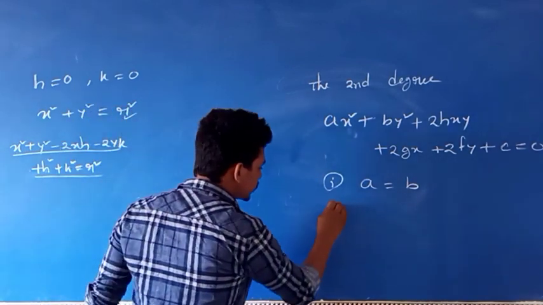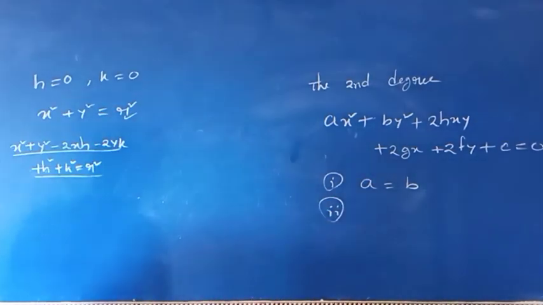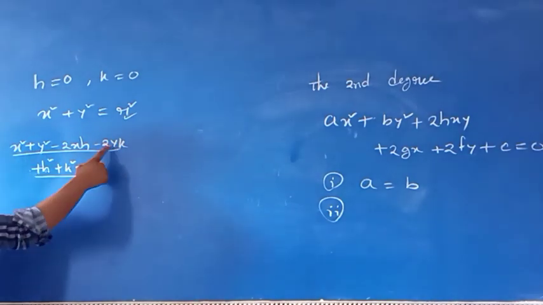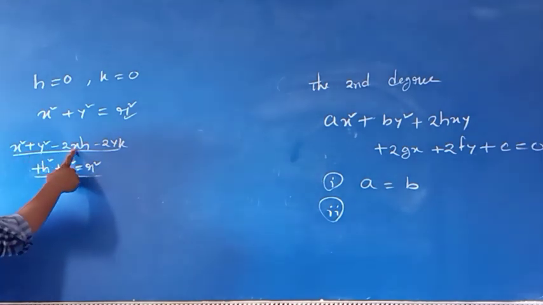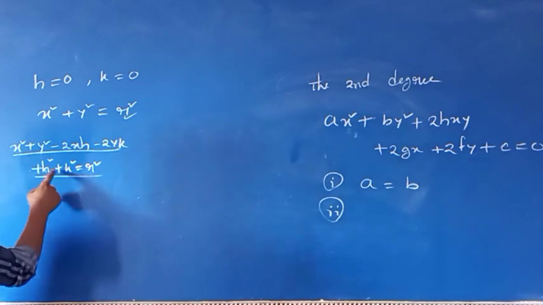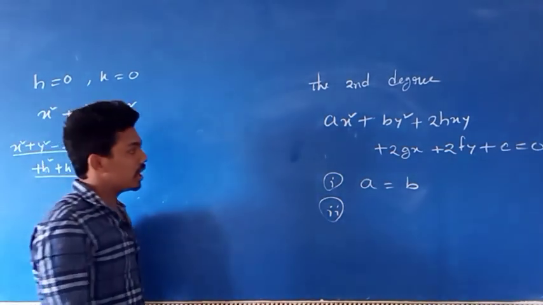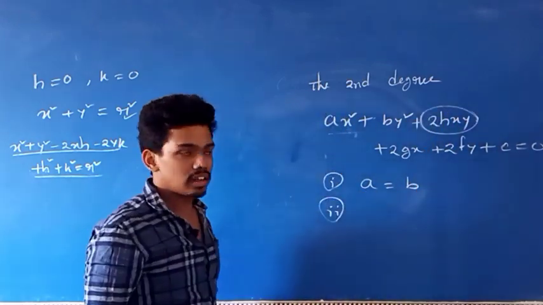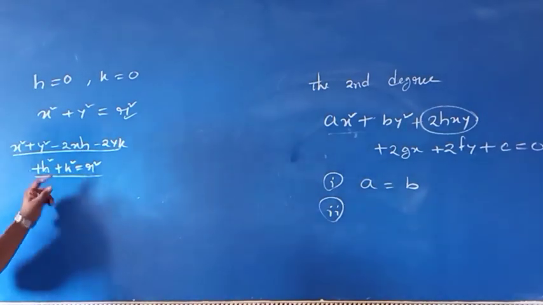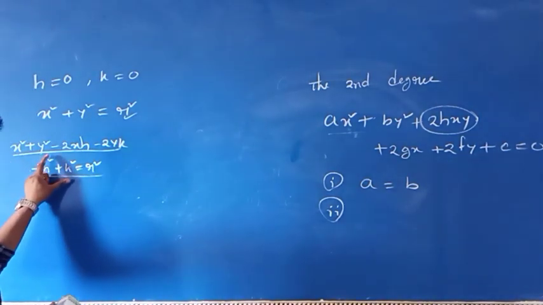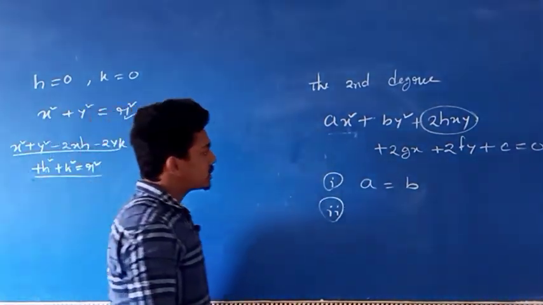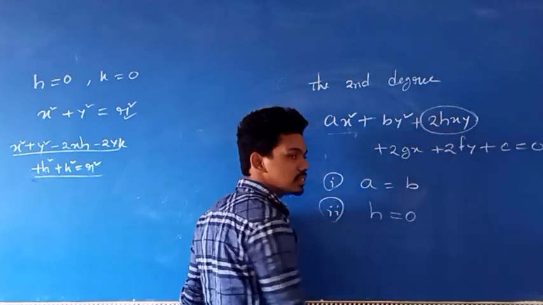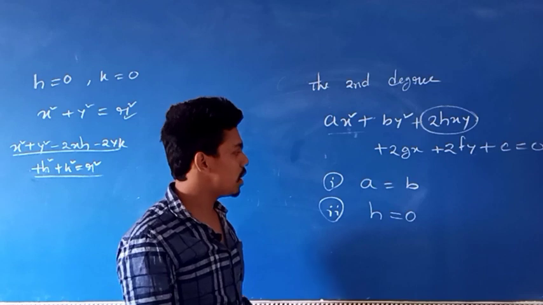And the second condition is, see, there is no xy term in this equation of the circle. Here x square, y square, this is the term with x, this is the term with y, and these are constant terms. Okay. So in this general equation, here xy. But in this equation of the circle, there is no term with xy. So here the second condition is h is equal to 0. That means the coefficient of xy must equal 0. h equal to 0.